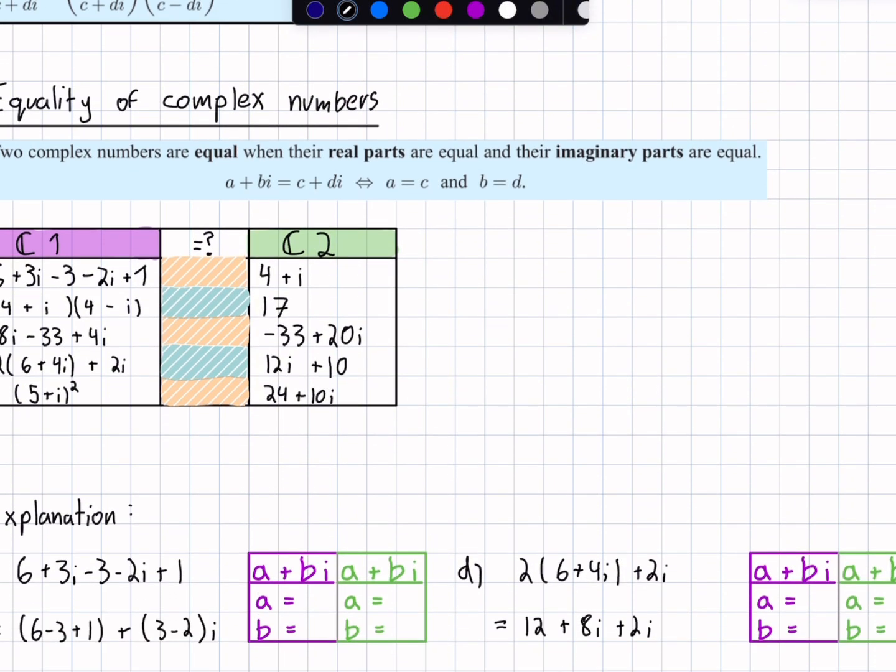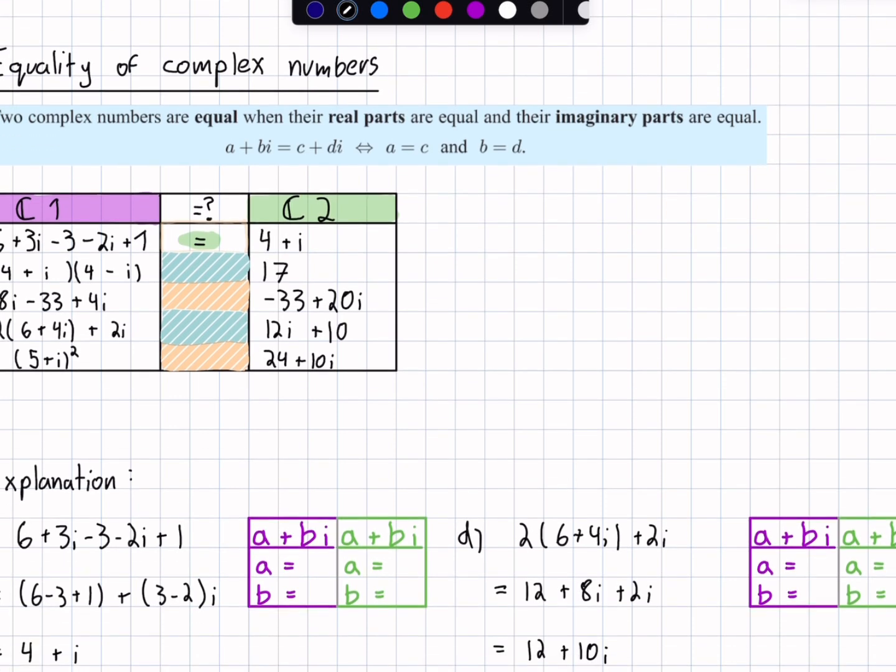So now, I have a little exercise for you, where you can check if these complex numbers are equal or not. For part A, lock in your answers. And yes, if you said they're equal, you are correct, because once you simplify the left-hand side, you will get the right-hand side, which means they are equal.